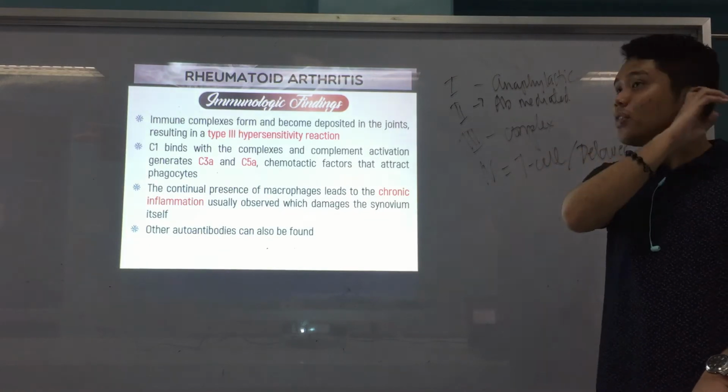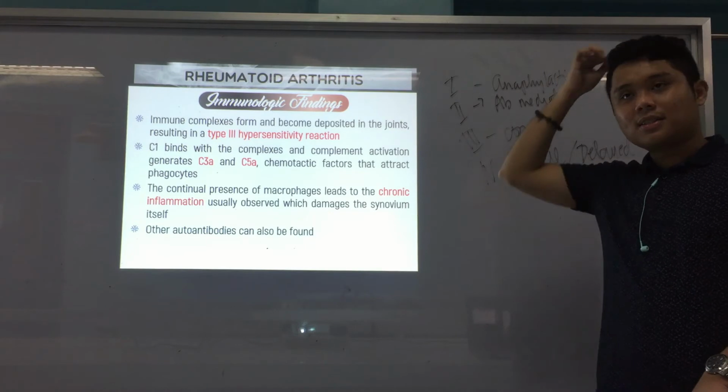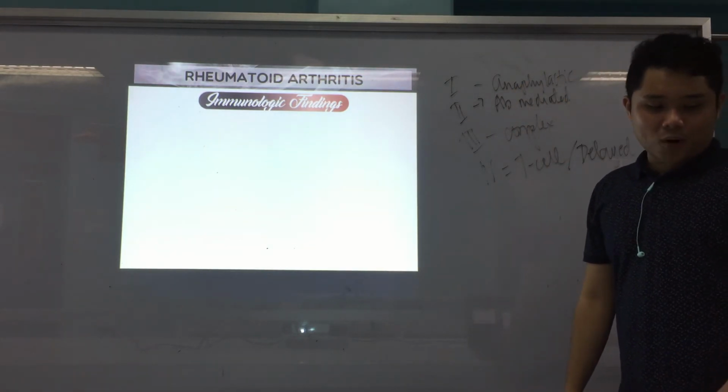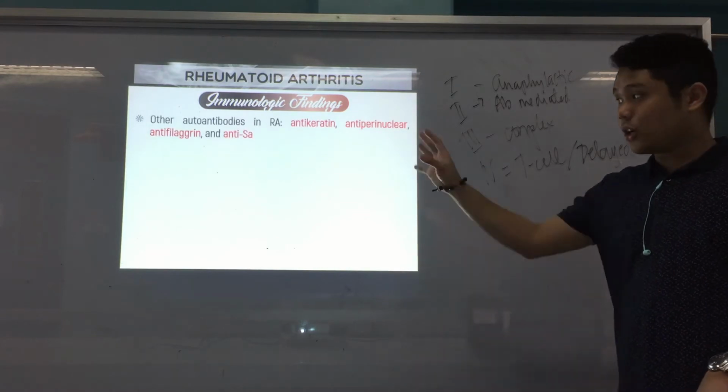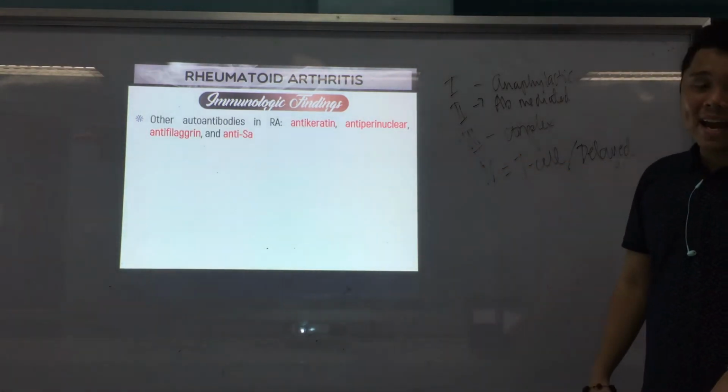All right. And also, there can be other autoantibodies that can be found. All right. Again, as mentioned, it's not only RF. Okay. Napay next autoantibodies, which is the next slide. Okay. All right. Ayan. And those are what we call these are the autoantibodies: anti-keratin, anti-perinuclear, anti-filagrine, and anti-SA.